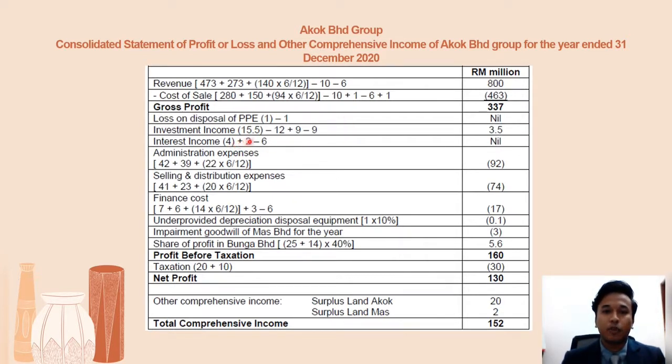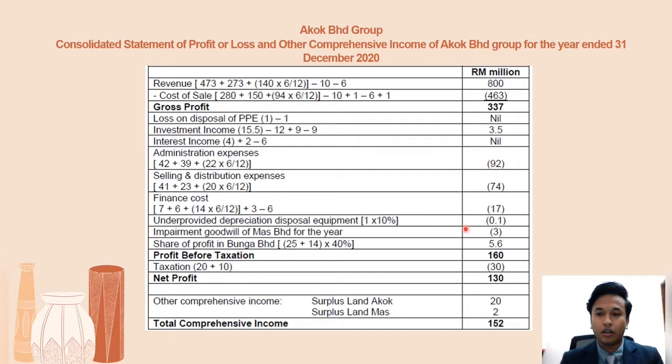For investment income, 15.5 million received by AFIQAH, we will plus 9 million and eliminate 12 million and 9 million as they are intra-transactions, and we will get 3.5 million. For interest income, it will be plus 2 million and minus 6 million intra-transactions and the answer is nil. For admin expenses and selling and distribution expenses, there are no other adjustments, just add up all the items. But for finance costs, we need to adjust plus 3 million and minus 6 million intra-transactions and we will get 70 million.